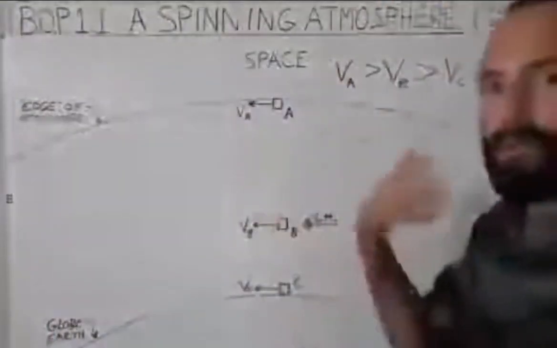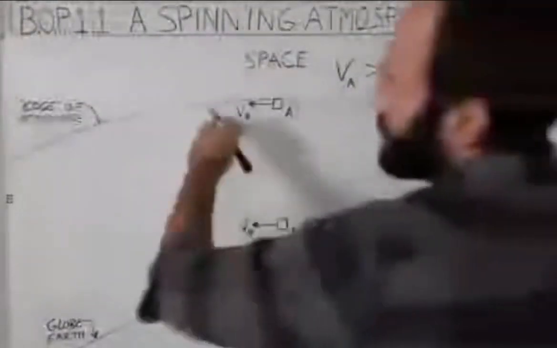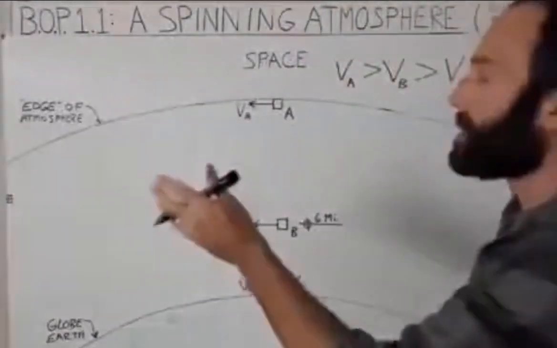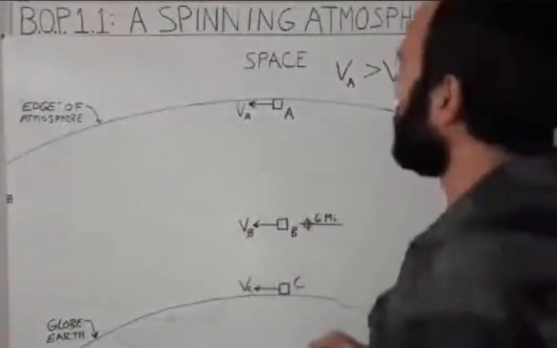And so everything's just been moving for billions of years, and there's no friction between space and the atmosphere, right? Because there's nothing in space, so an object in motion stays in motion unless acted upon by an outside force, right?